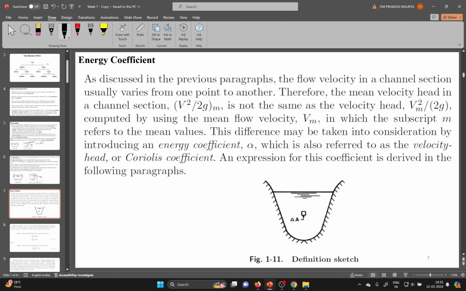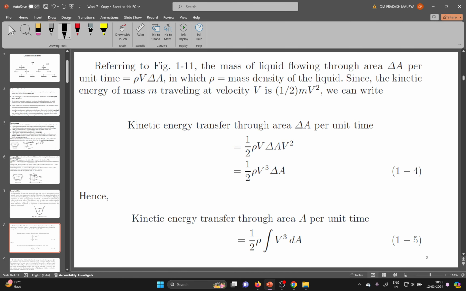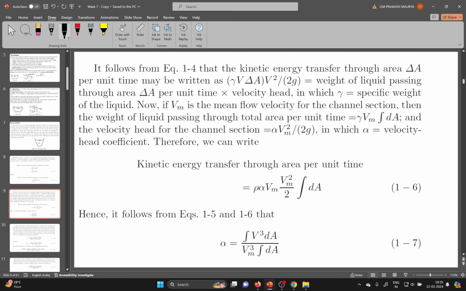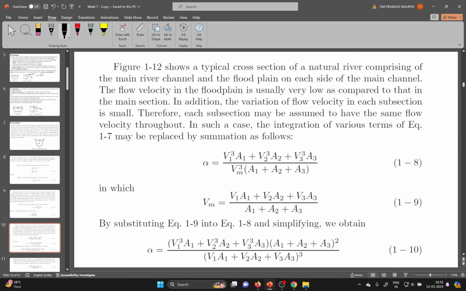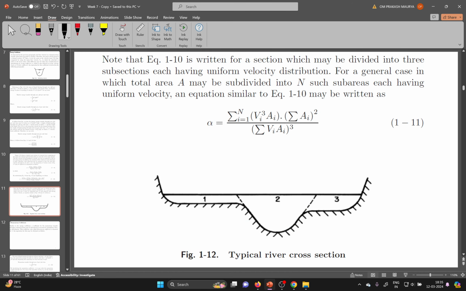So the energy coefficient. You all know why we are using the energy coefficient in the derivation and everywhere: because we convert things from point velocity to the average velocity. Due to this assumption, we use the energy coefficient. So this is the derivation. Please go through it. I will not discuss much more about that. We'll focus more here on the problem-solving session.